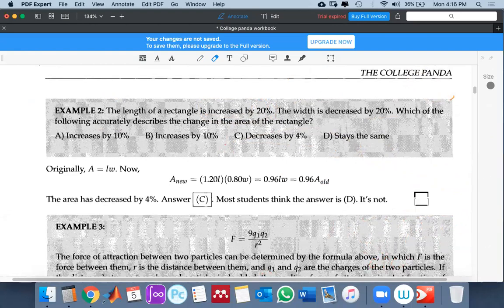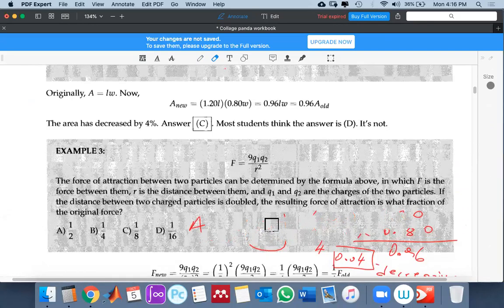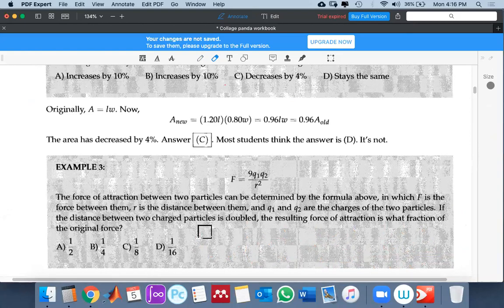Now let's go on to example 3. Can you try this by your own, example 3? Read the question slowly and try example 3 by yourself. When you finish, chat screen.